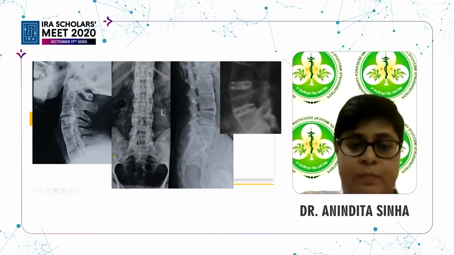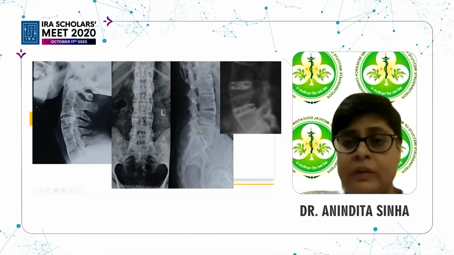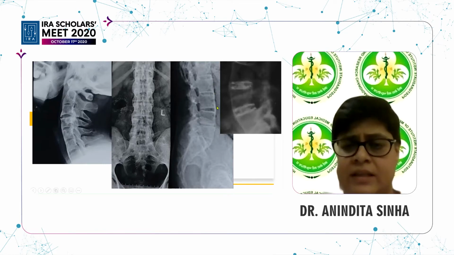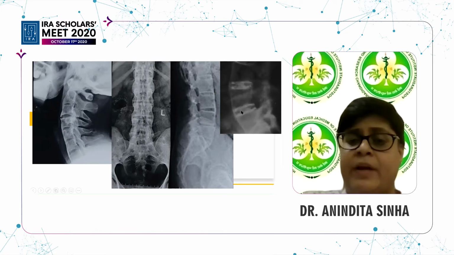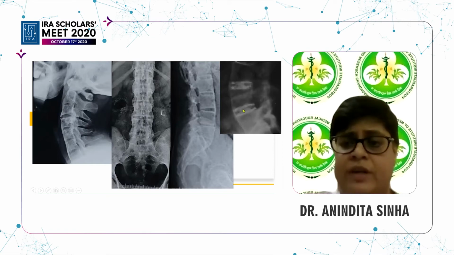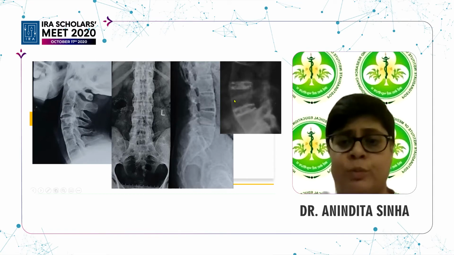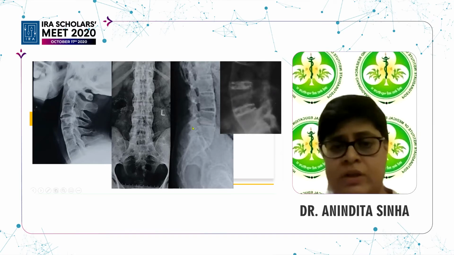The sacroiliac joints are completely fused over here. On the lateral view, what you find is these thin, smooth osteophytes. There may be disc ossification, and this ossification is also a common finding, which is idiopathic and can also be found in spondylosing arthropathy.